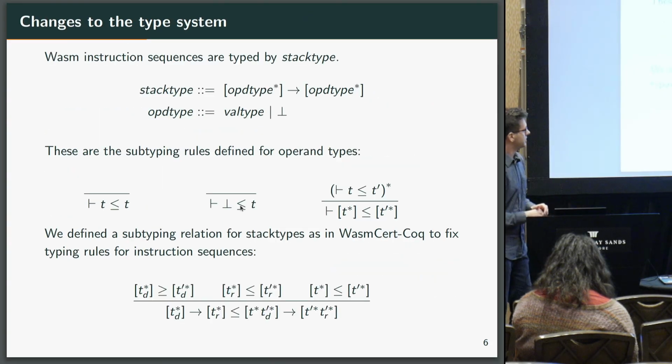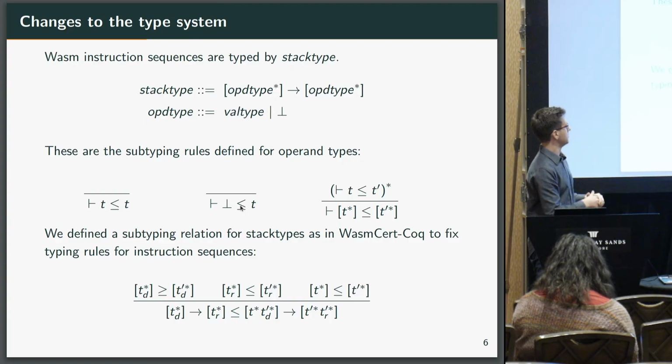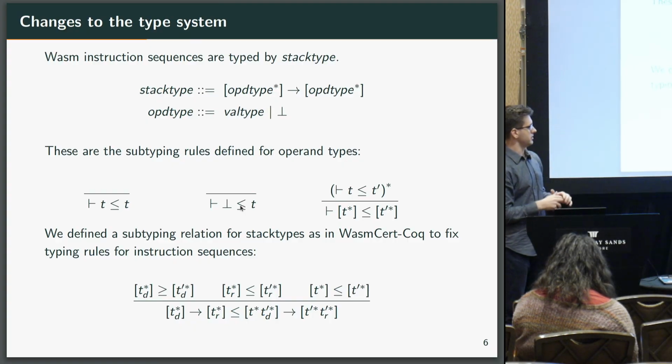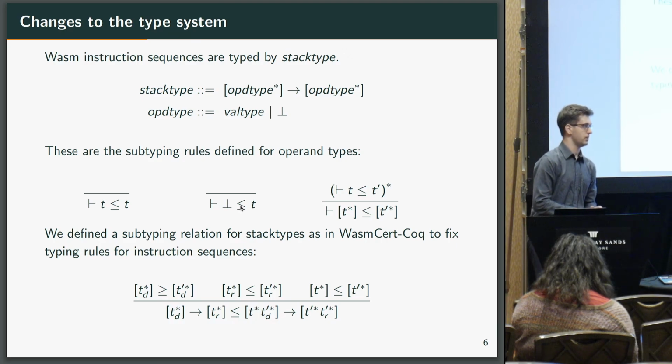So, a bit about the changes to the type system. In WebAssembly, instruction sequences are typed by stack type, which consists of a tuple of lists of operand types, which represent what kind of values are being consumed and produced on the stack. The operand type can be either a value type or a bottom. So this bottom type has been introduced in Wasm 2.0.